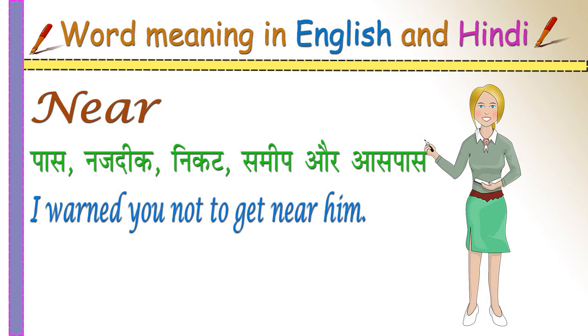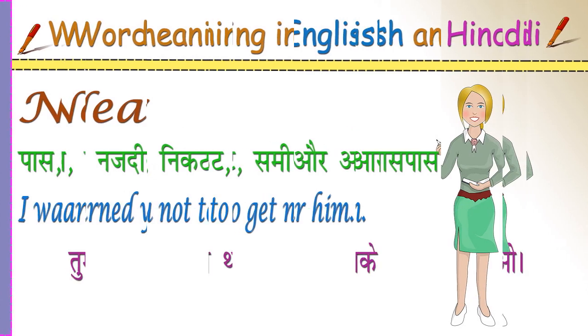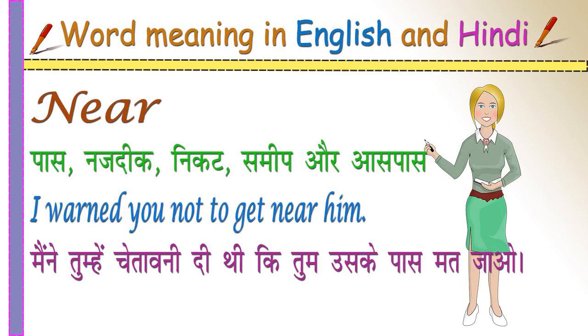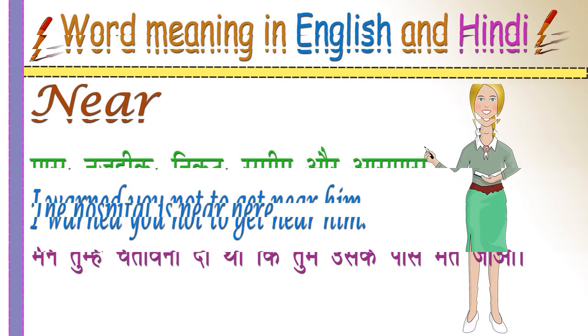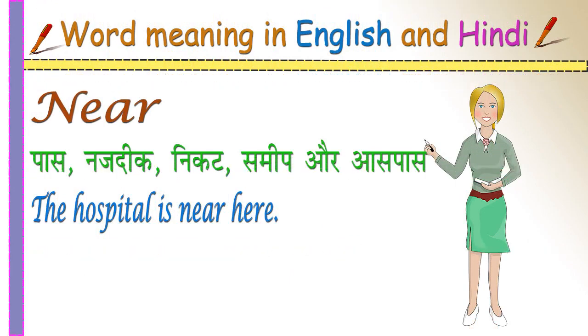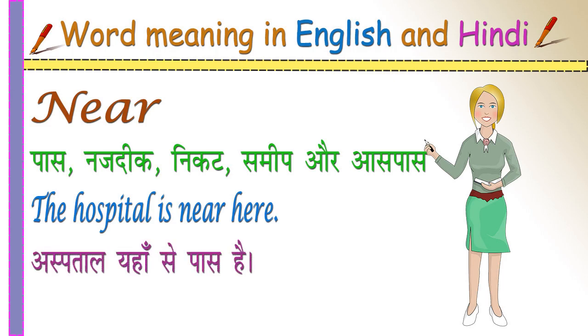Example sentences. I warned you not to get near him. मैंने तुम्हें चेतावनी दी थी कि तुम उसके पास मत जाओ. The hospital is near here. अस्पताल यहाँ से पास है.